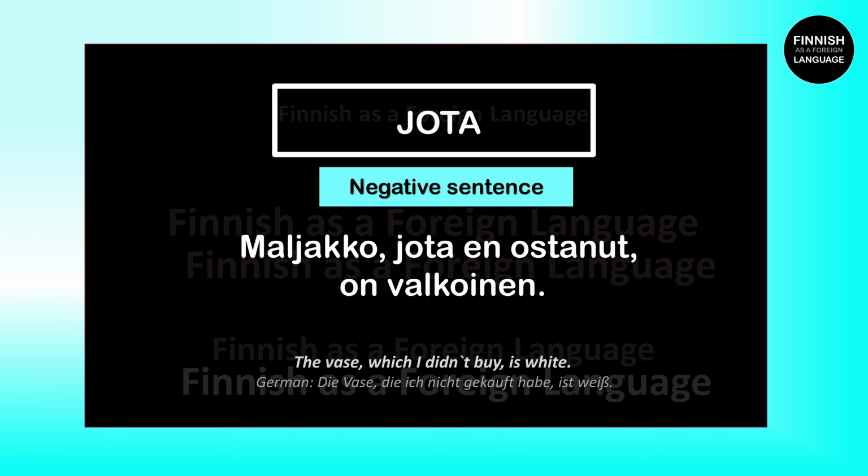Let's go step by step. Maljakko means vase. Jota en ostanut means that I didn't buy. On valkoinen means is white. So here, jota refers to the vase, and we use jota here because of the negation and ostanut, which puts the object in the partitive case.